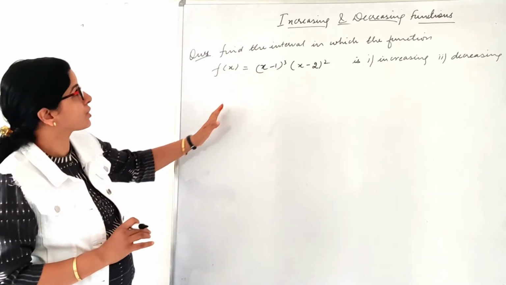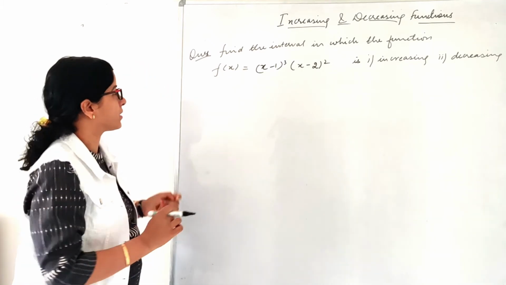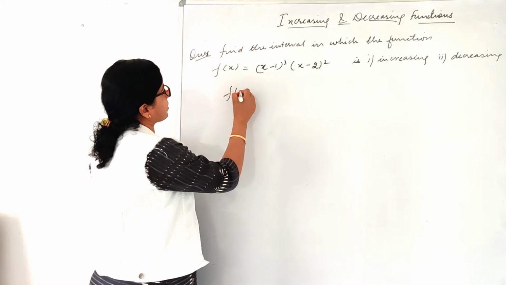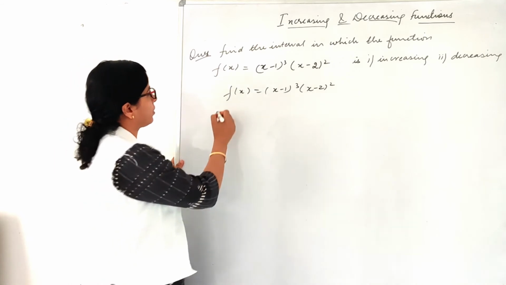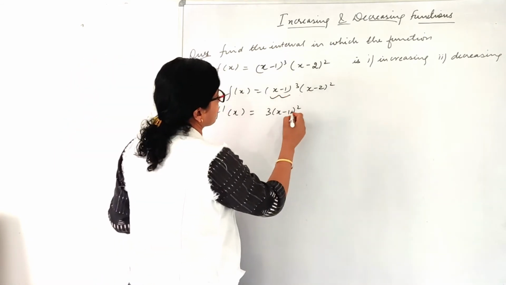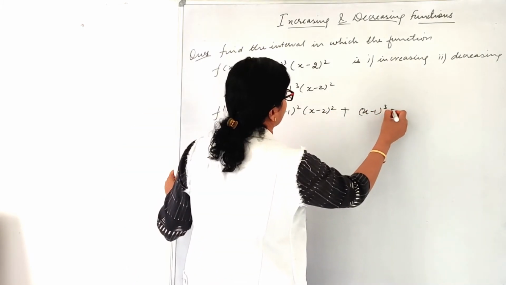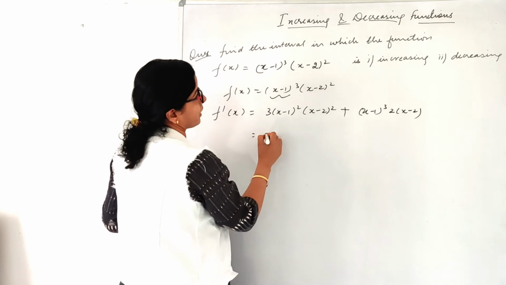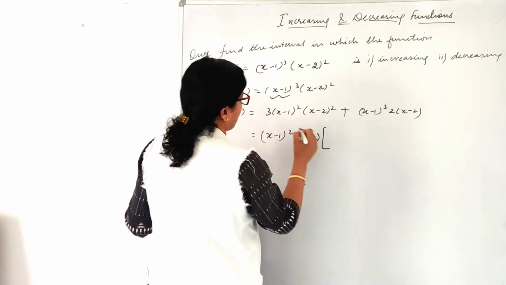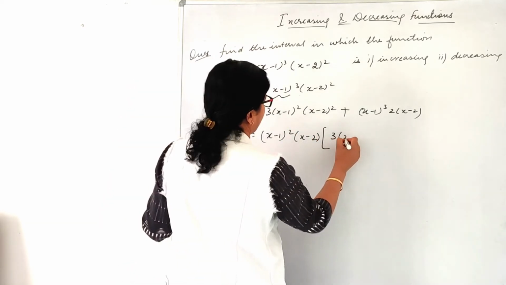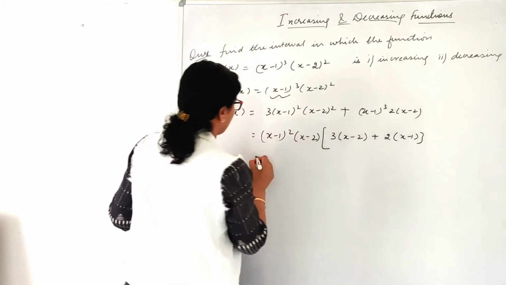Okay. Let us take this question. Find the interval in which the function f(x) is equal to this is increasing or decreasing. Okay. So we have f(x) is equal to, we'll find the derivative of this function using product rule. Okay. Differentiate first this part. This as it is, (x - 1)^3 as it is into 2(x - 2). So now (x - 1)^2 we can take out common, (x - 2) we can take out common. Here we are left with 3(x - 2) + 2(x - 1). Okay.